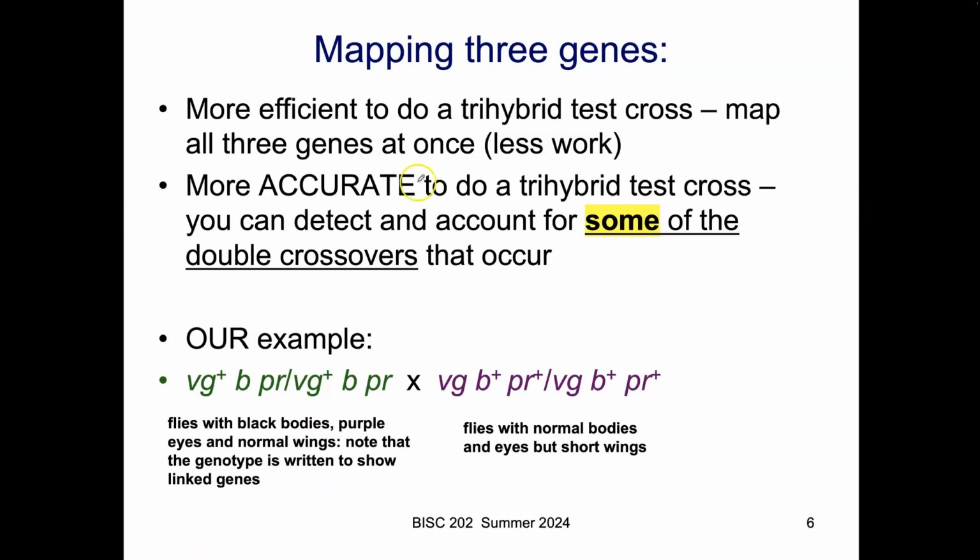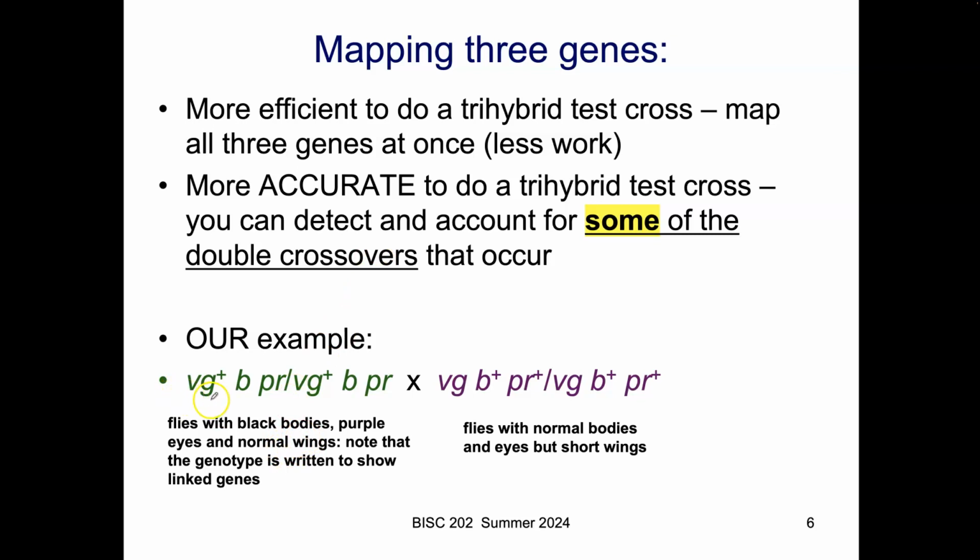Okay, so mapping 3 genes is more efficient as long as you set things up and do your analysis correctly. It's also more accurate because you can detect and account for double crossovers. Not all of them necessarily, but most of them, and that makes your numbers more accurate.